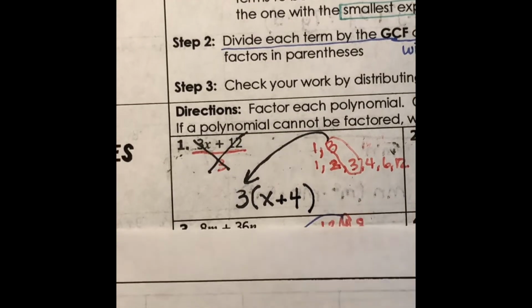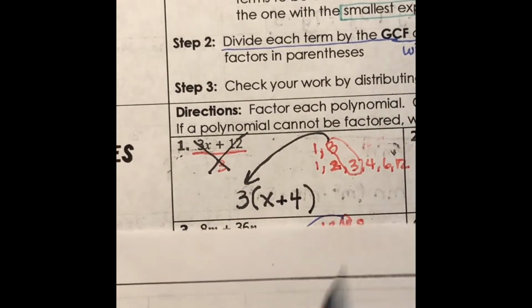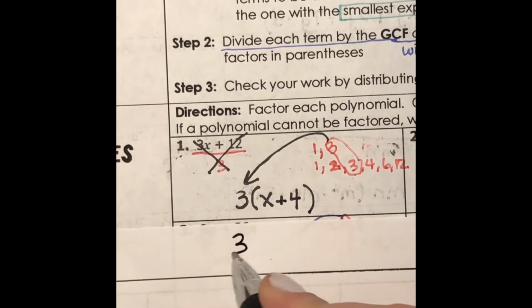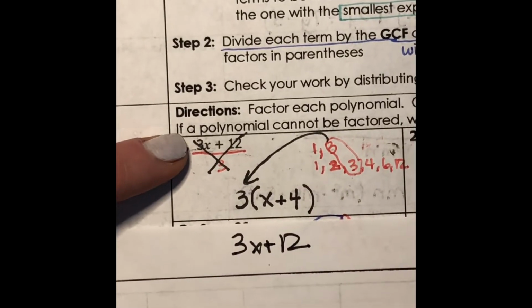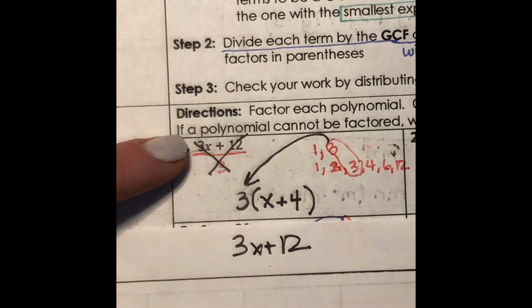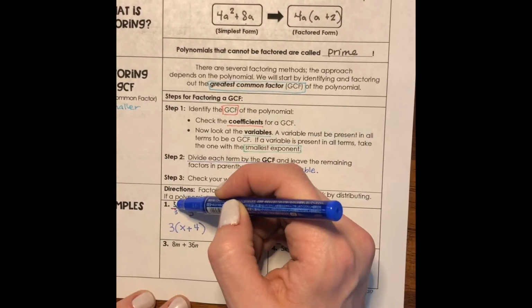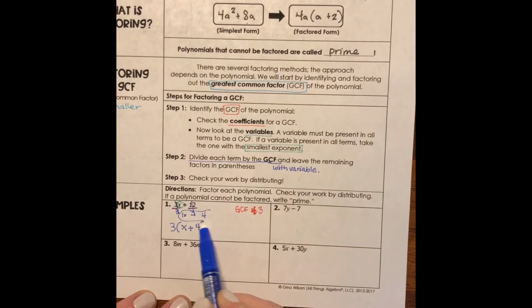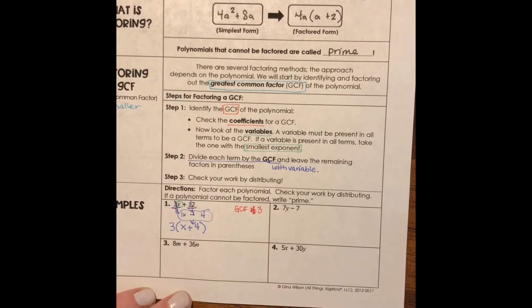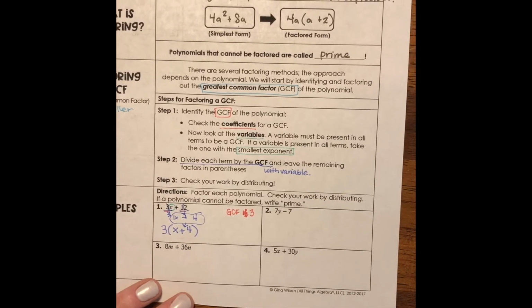I can check my work by re-multiplying through the problem. 3 times x is 3x. 3 times 4 is 12. It now matches my original problem, so I know that I factored it correctly. Hope that you kind of understand that. What happened here was this became 1x, this became 4. So that's how that ended up inside of my parentheses. Let's go ahead and try number 2.